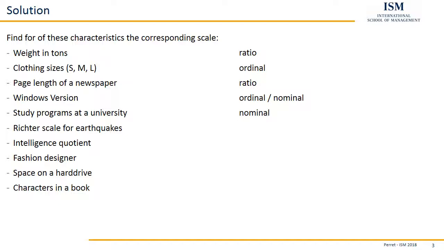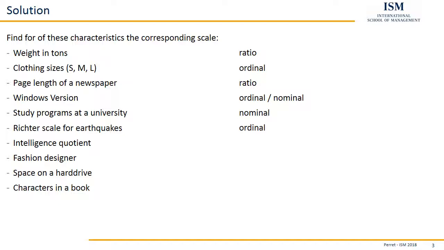Then we have the Richter scale for earthquakes. The Richter scale is a logarithmic scale, meaning an earthquake of strength 7 is more severe than an earthquake of strength 6. However, the difference between 6 and 7 is not the same as between 0 and 1, because for each level it increased by a factor of 10. Meaning we have an ordinal scale, but it's not intervally scaled, as we cannot interpret sensibly the distances.